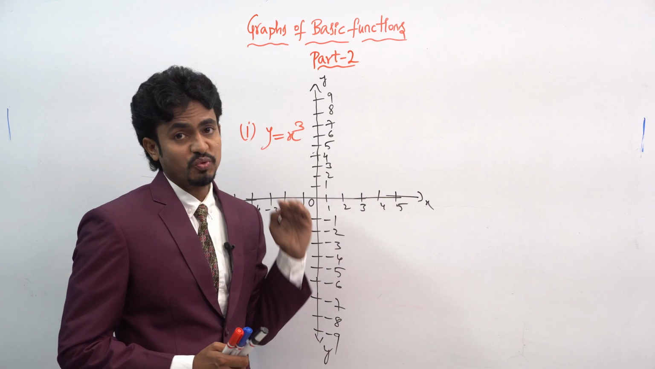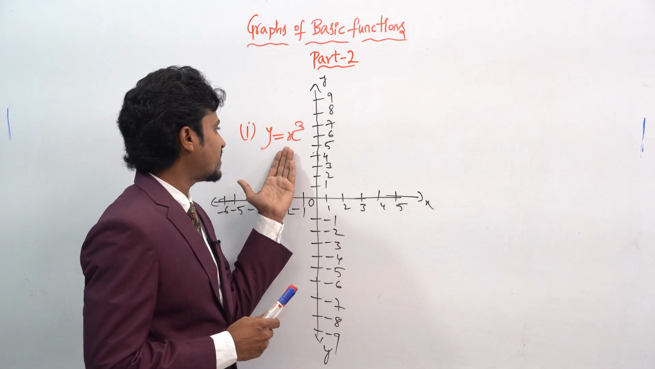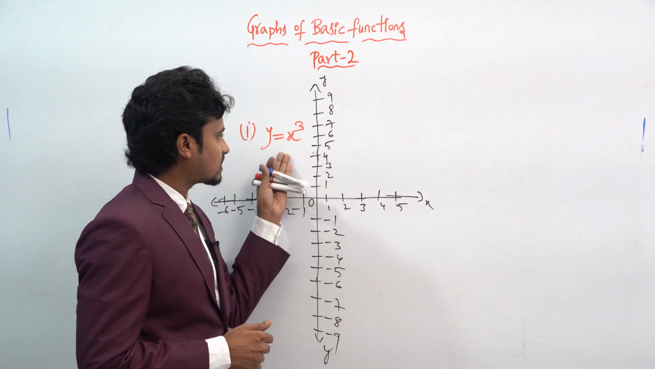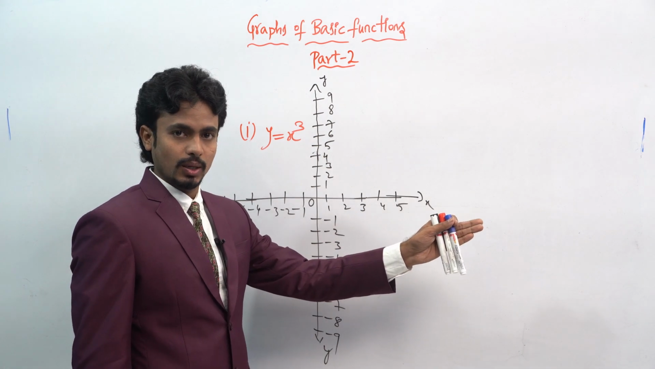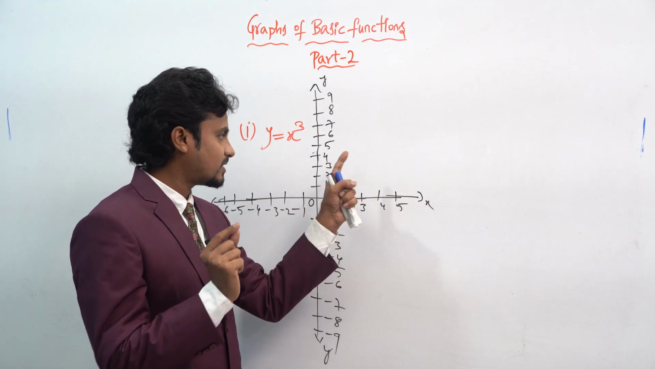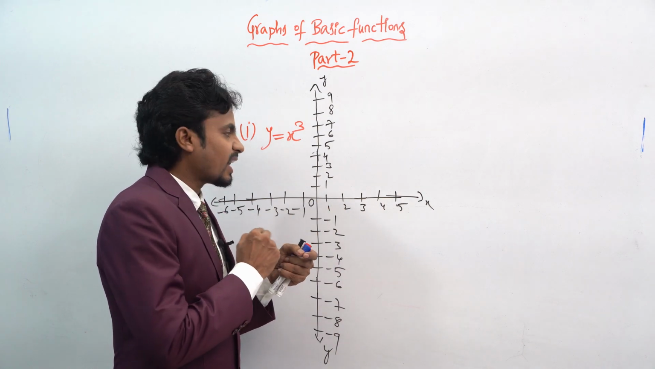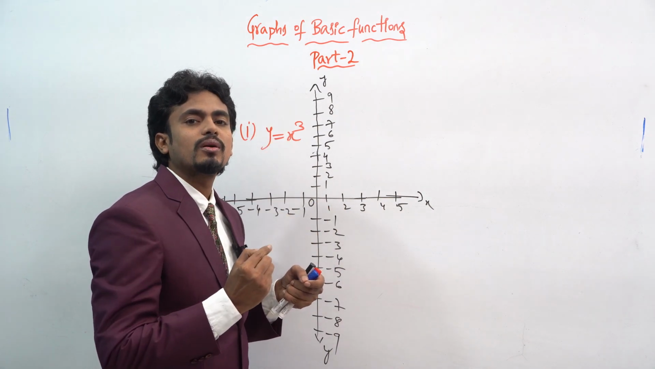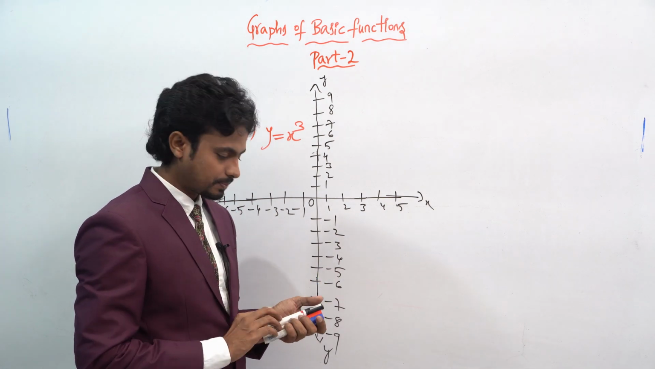In the previous class we solved y is equal to x square. Now let's do y is equal to x cube. For this, first we have to make a table, where we will get some points, represent those points here, and finally we have to connect all of those points. That will be our answer. Okay, that was the procedure.